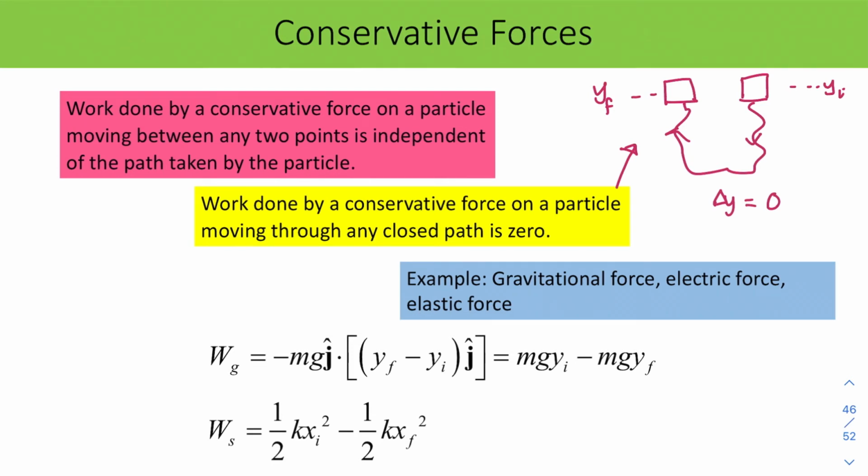So let's take a look at the formula for the work done by gravity or weight just now. The force is downward, negative mg in terms of j, dotted with, by definition of work done as a dot product, the delta y, y final minus y initial, j as well. So j dot j becomes 1. So what we have here is mgy initial minus mgy final. And for the elastic force that we've learned before, work done by the spring is equal to half kx initial squared minus half kx final squared.